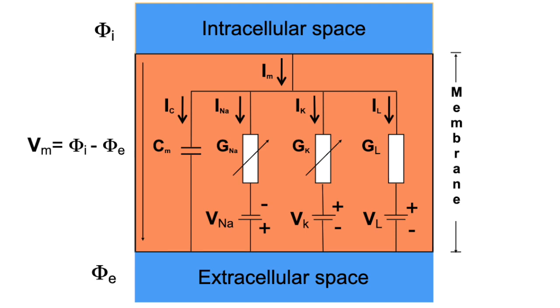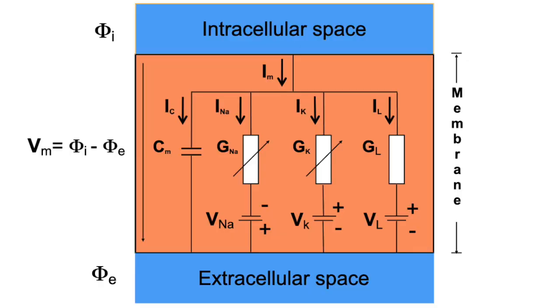We have 3 parallel paths, of course, corresponding to the 3 major ion channels that Hodgkin and Huxley first discovered, first exposed in their measurements, and that they captured in the model. One of them, of course, corresponds to sodium. One of them corresponds to potassium. And the last one is a leak.